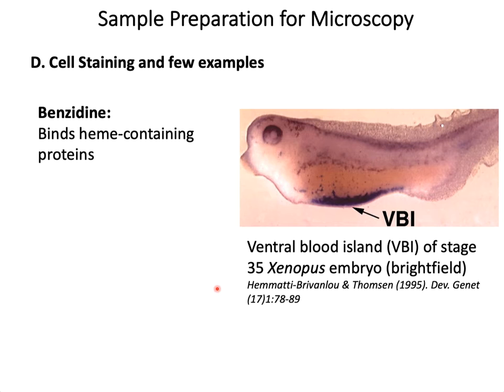Another commonly used stain is benzidine, which is a stain that binds heme-containing proteins. So you know blood cells contain heme. This slide is a stage 35 Xenopus embryo stained with benzidine, and you can see the ventral blood island stained very well with this stain. This concludes part 2 of module 1.